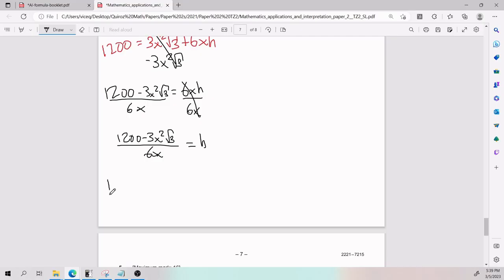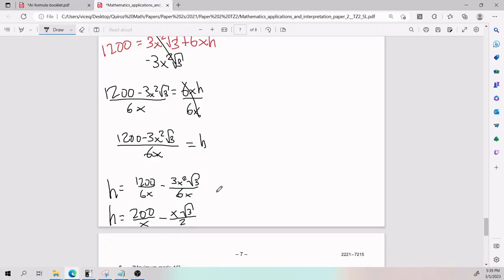If I want to keep on simplifying, well, first of all, I'm going to put h on the other side because I'm picky. But also I can split this fraction in two, actually. And I end up with 1200 divided by 6x, minus 3x squared square root of 3 divided by 6x. So I split it in two just because visually it's more appealing, but also for simplifying, I find that it's easier. And so on the left side, I'm going to end up with 1200 divided by 6, 200. So 200 divided by x. And for this other guy, I end up with just 1x on top, square root of 3 divided by 2.